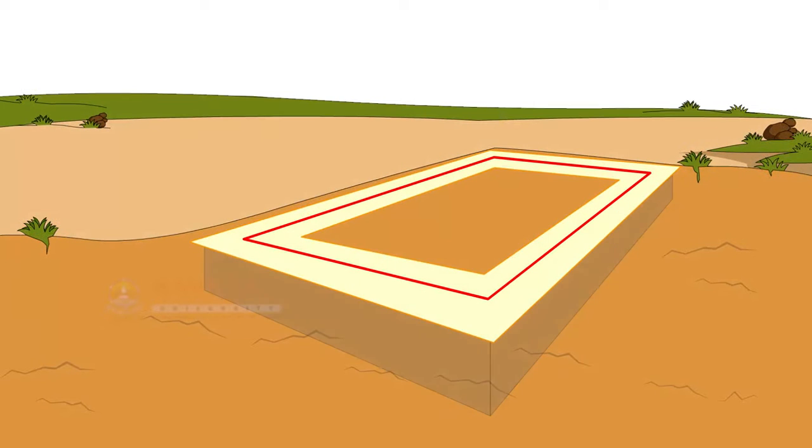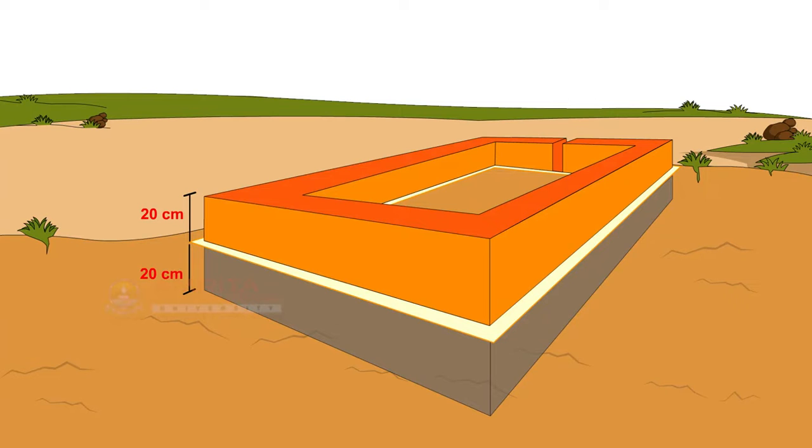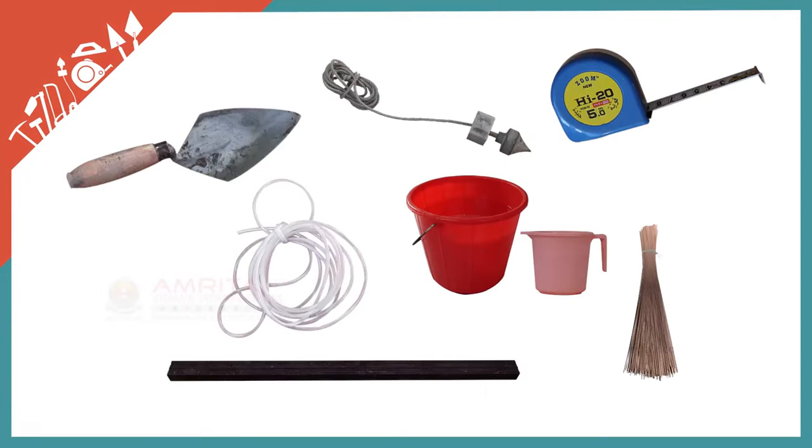As per our plan, the width of the foundation is 40 centimeters, that is 20 centimeters from either side of the center line. The foundation height is 20 centimeters and the basement height is 20 centimeters. Before we go into the procedure, let's take a look at the tools and materials required.